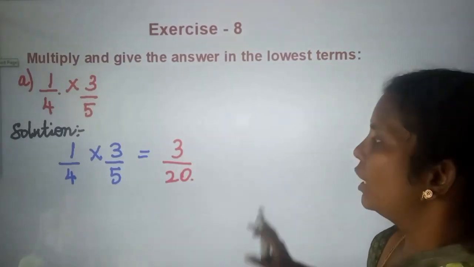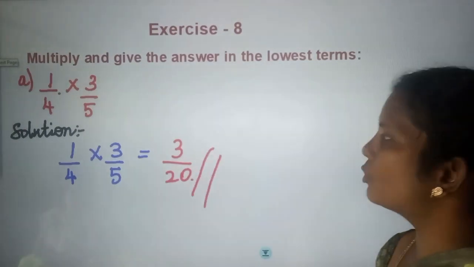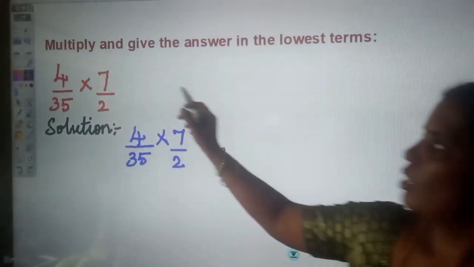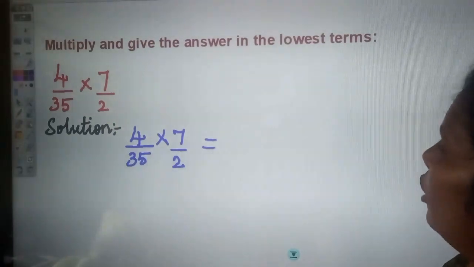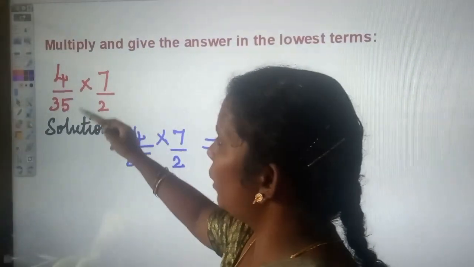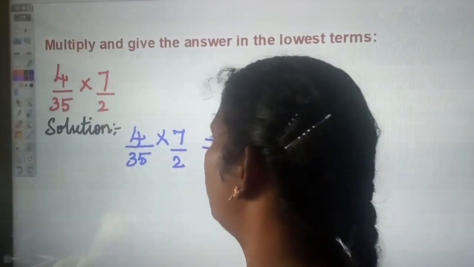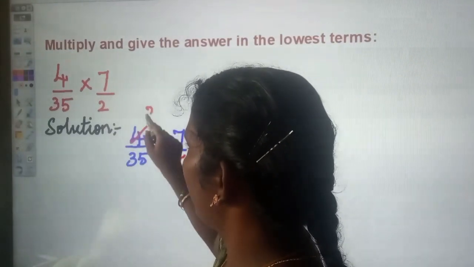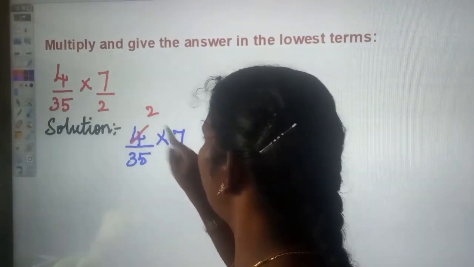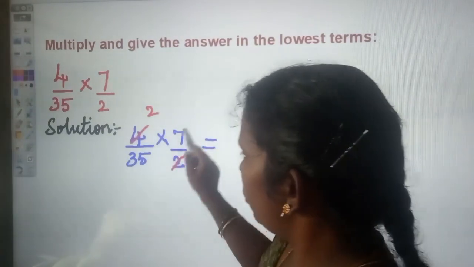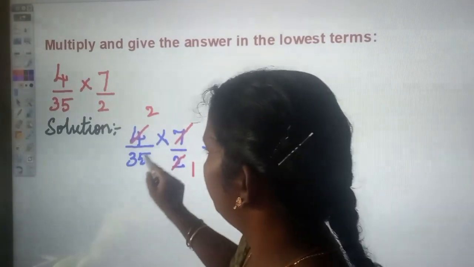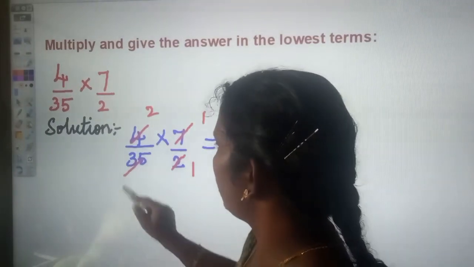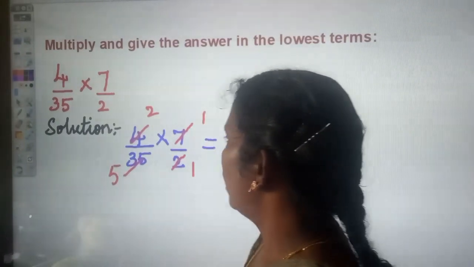This is the last step. Hence we conclude here the answer is 3 by 20. Multiply and give the answer in the lowest terms. Here 4 by 35 into 7 by 2. Here we are going to cancel. See, 2 and 4 can be cancelled. 2 1s are 2, 2 2s are 4. And these two numbers can also be cancelled. 7 1s are 7, 7 5s are 35.